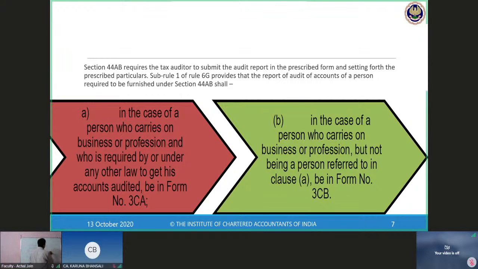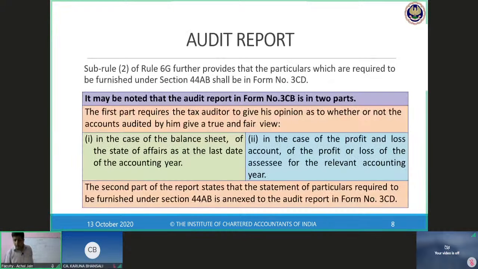Next is about form number 3CB. Let's see what this form number 3CB is and how it is different from 3CA, or is it a continuation of 3CA? In case of a person who carries on business or profession but not being a person referred to in clause A. What is this clause A? This is clause A. Such a person will be required to issue audit report in form number 3CB.